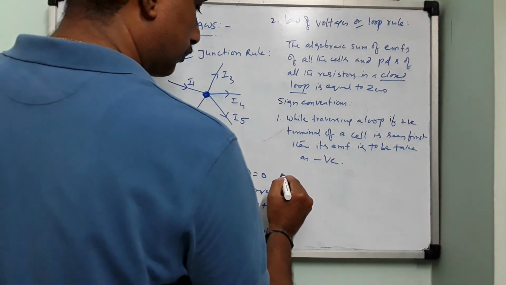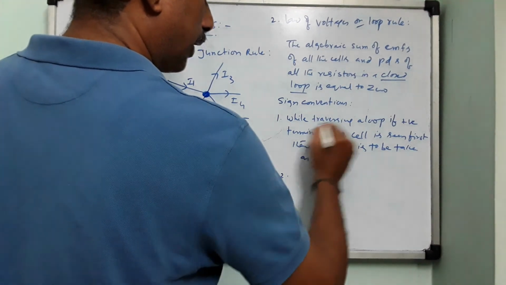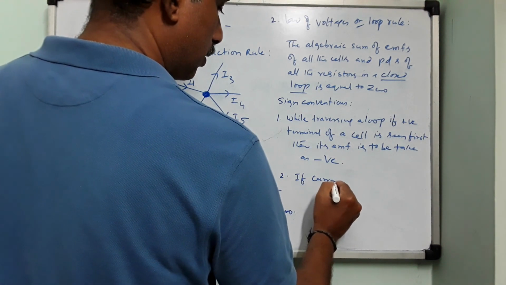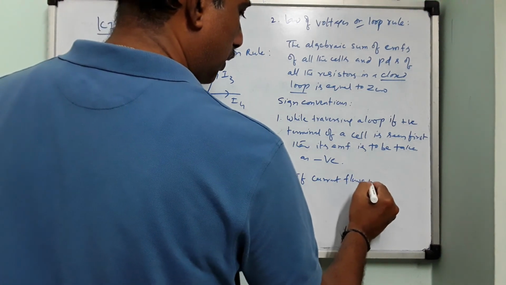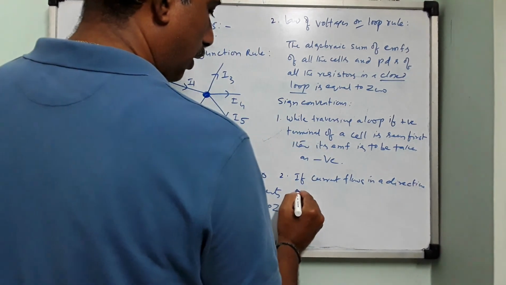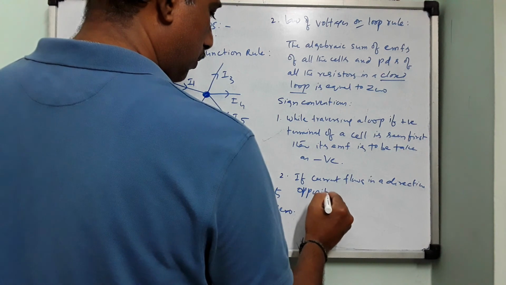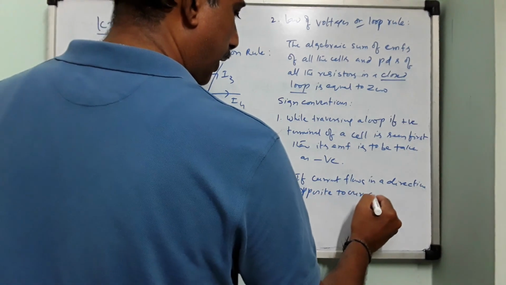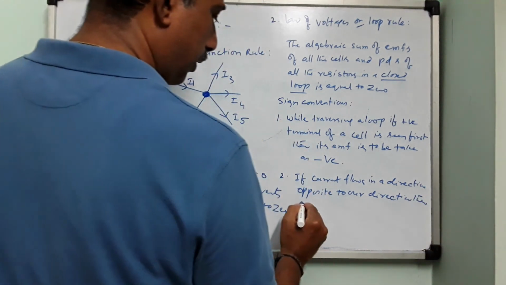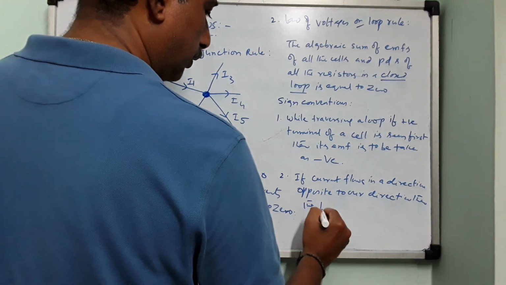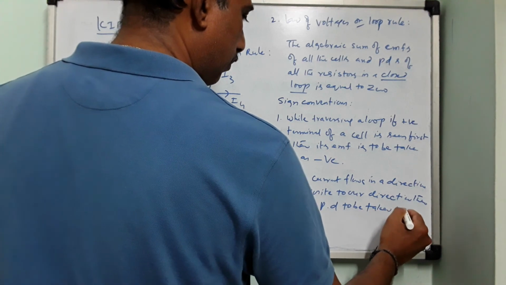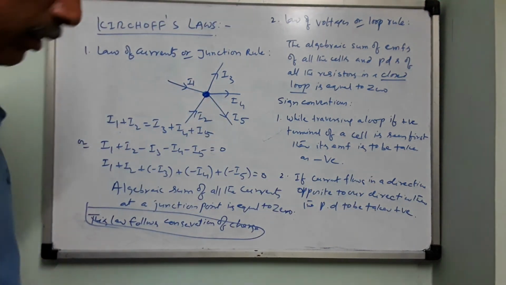Second one is, while traversing the loop, if current flows in a direction opposite to our direction, that is traversing direction, then the potential difference is to be taken positive. So why is this convention adopted like this?